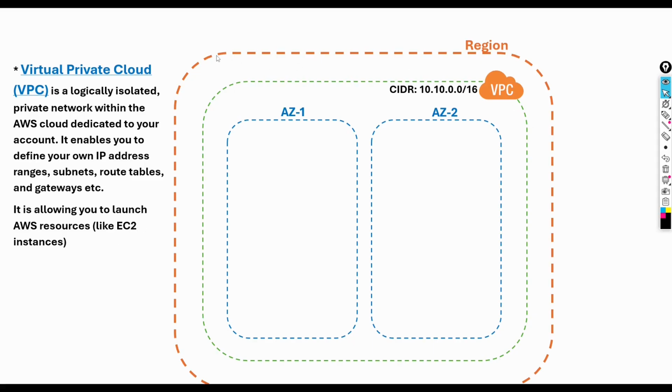If you see in this diagram, the orange box is the region, the blue box is the AZs, and the green box is the VPC. Just for simplicity, I have shown a single VPC box here. We can create multiple VPCs within the region. Also, one region contains at least 3 AZs, but for simplicity, I have shown just 2 AZs. It's up to us whether we utilize just 2, a single one, or all 3 AZs.